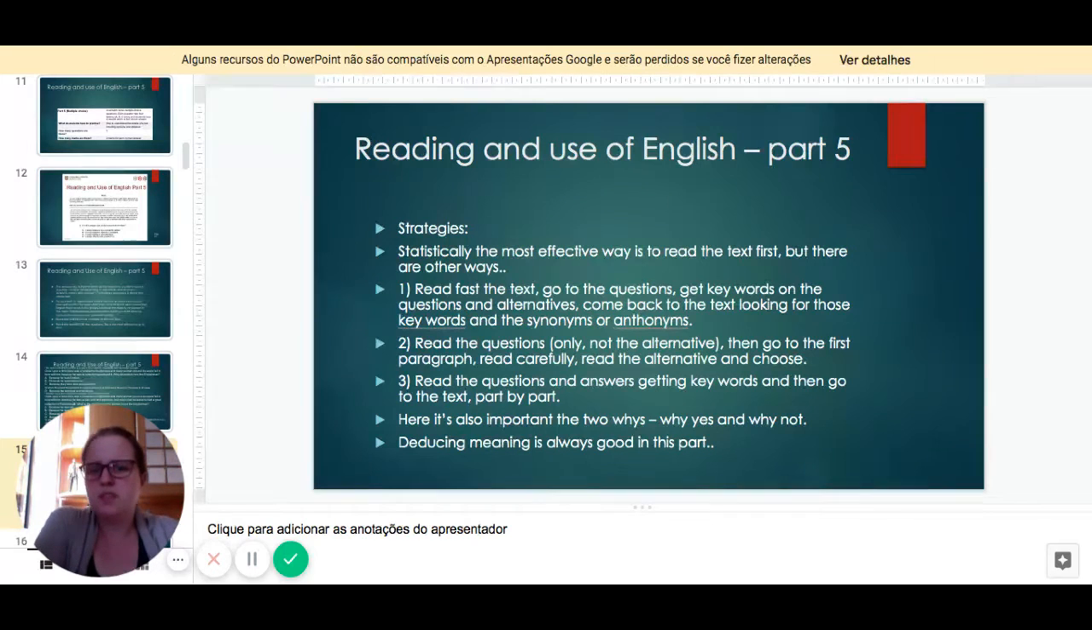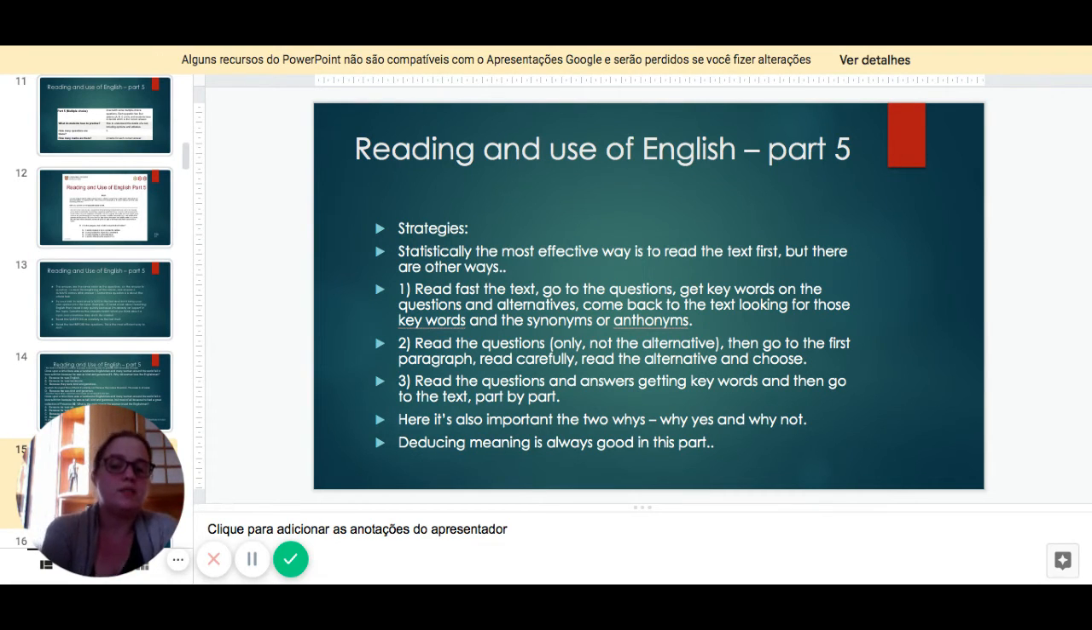I'm finding it really practical. I'm losing less time doing that, as the questions are in order. The only problem is that sometimes I lose time on question 6 because I have to read the whole text again, since I lost the focus on the idea of the text. It's up to you guys, right? Here again, the two important whys. You chose one, why? You didn't choose this one, why? Okay? And deducing meaning is always good.